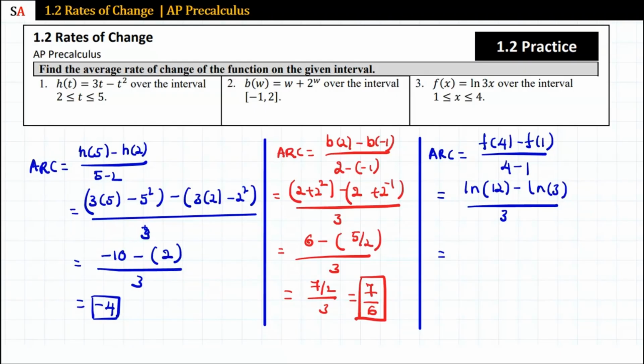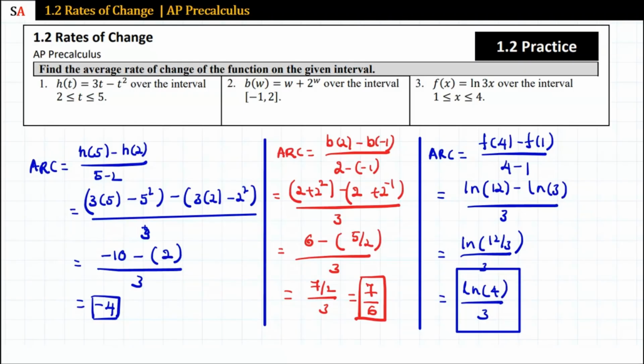So ln of 12 minus ln of 3, which is ln of 12 over 3, over 3. That is ln of 12 over 3, which is ln of 4, right? So ln of 4 over 3. So this is the average rate of change.